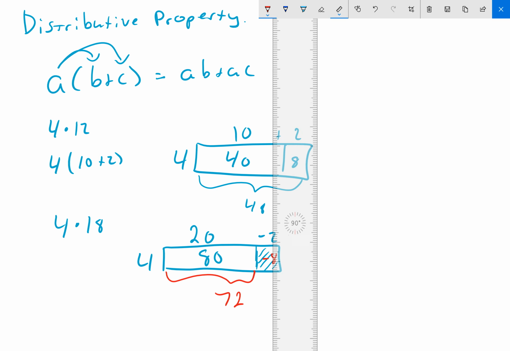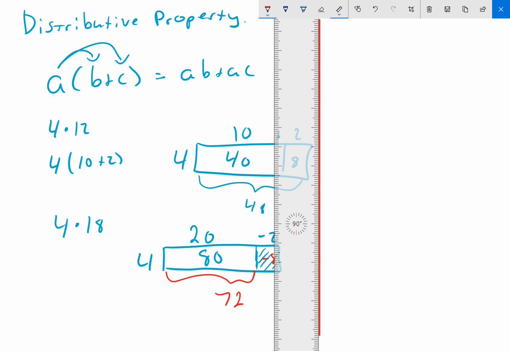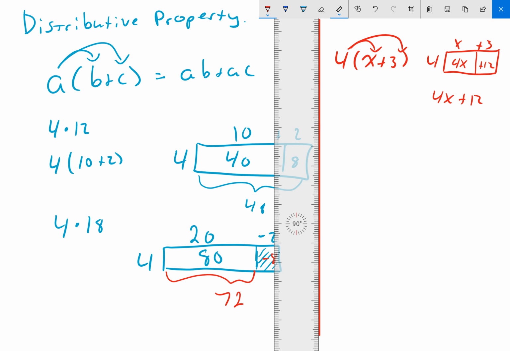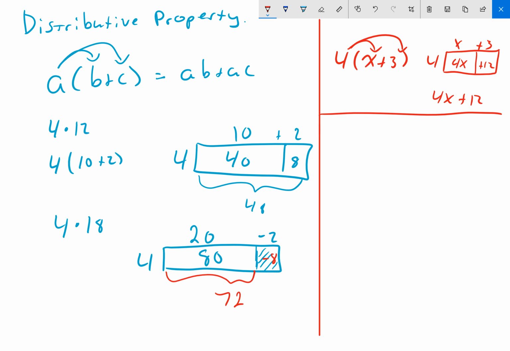All right. So how do we do this when we're working with algebra? Well, let's see. We can do 4 times (x plus 3). Same idea. I don't know how big x is. So I know that 4 times x is 4x, and 4 times 3 is 12. So when I distribute this, I get 4x plus 12. And that's it. You're just multiplying the same amount to both terms. I like to call this the trick-or-treat property.